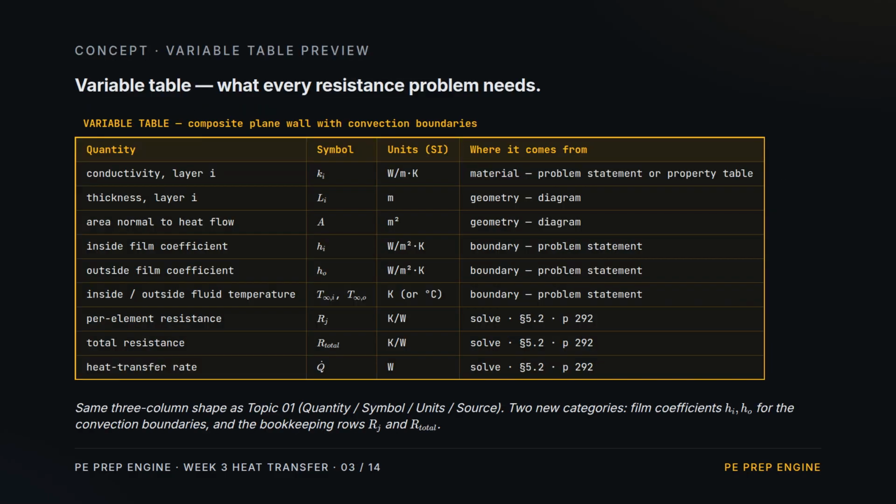Same shape as topic 1. New entries are the inside and outside film coefficients, h sub i and h sub o, plus bookkeeping rows for the per element and total resistances. Inputs up top, what you solve for at the bottom. Fill every cell and Q dot reads off the bottom row.